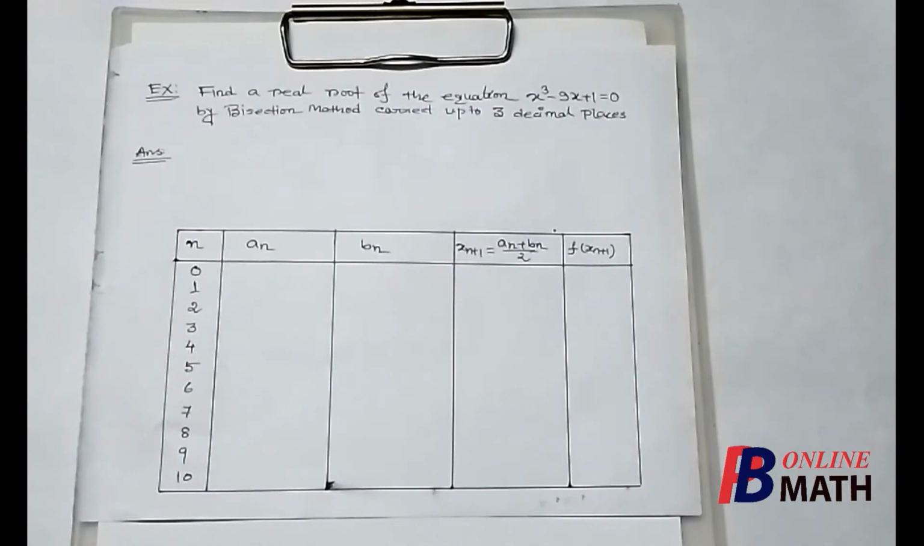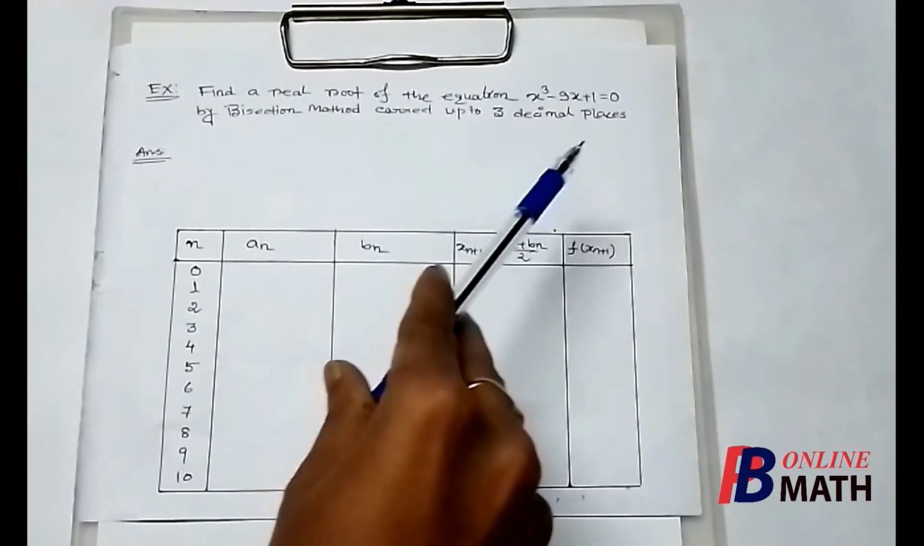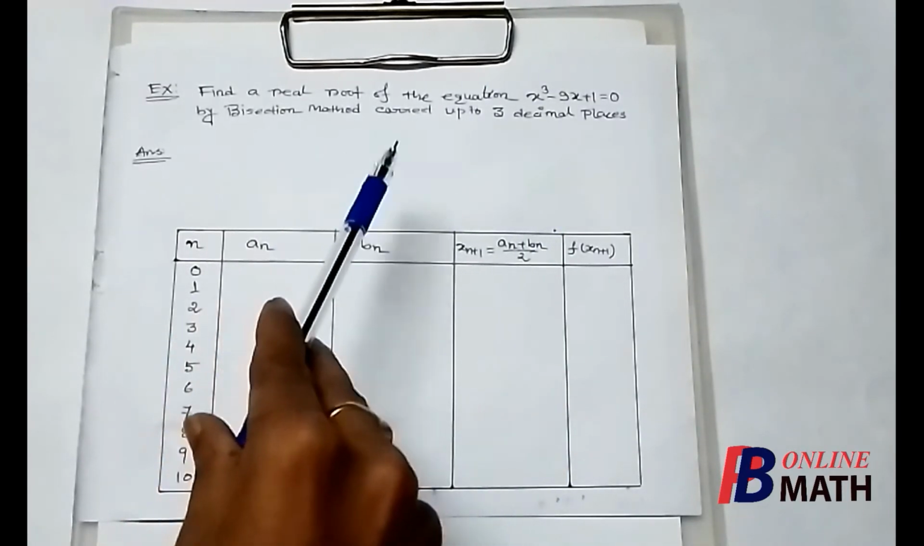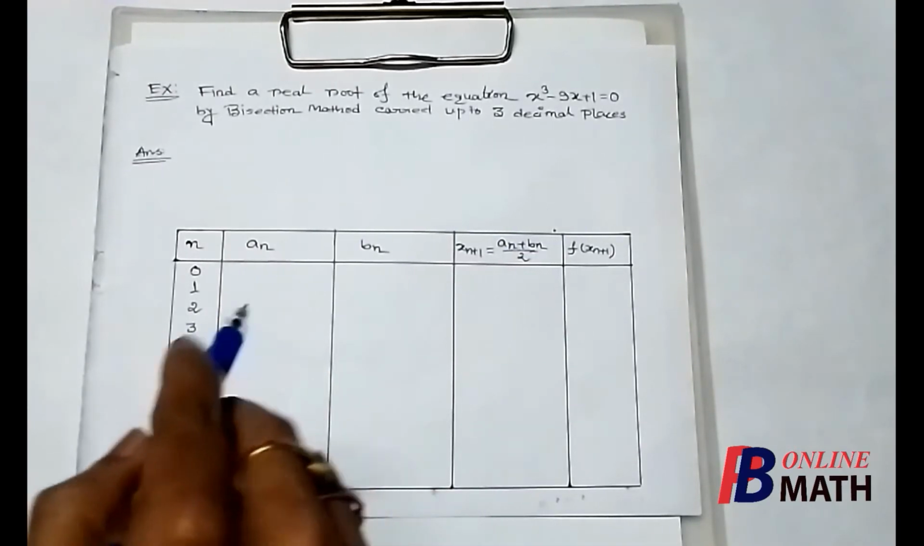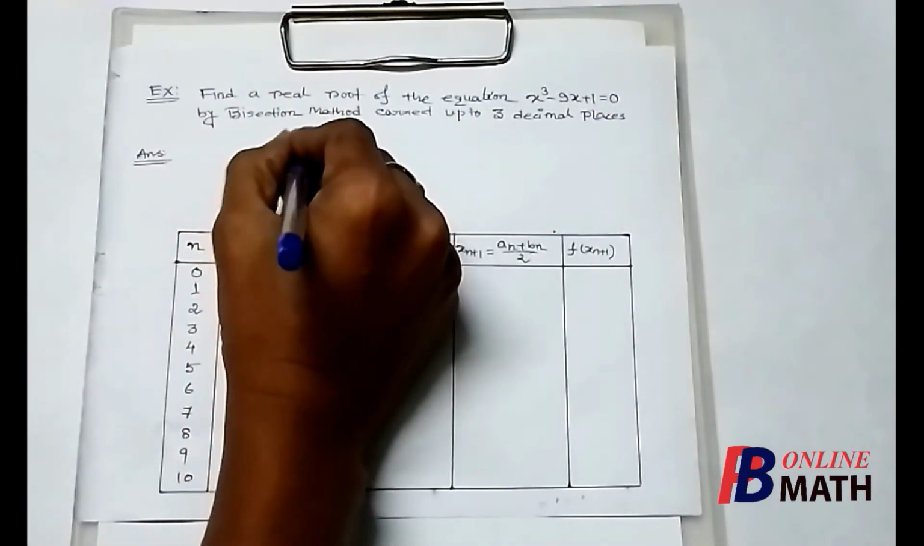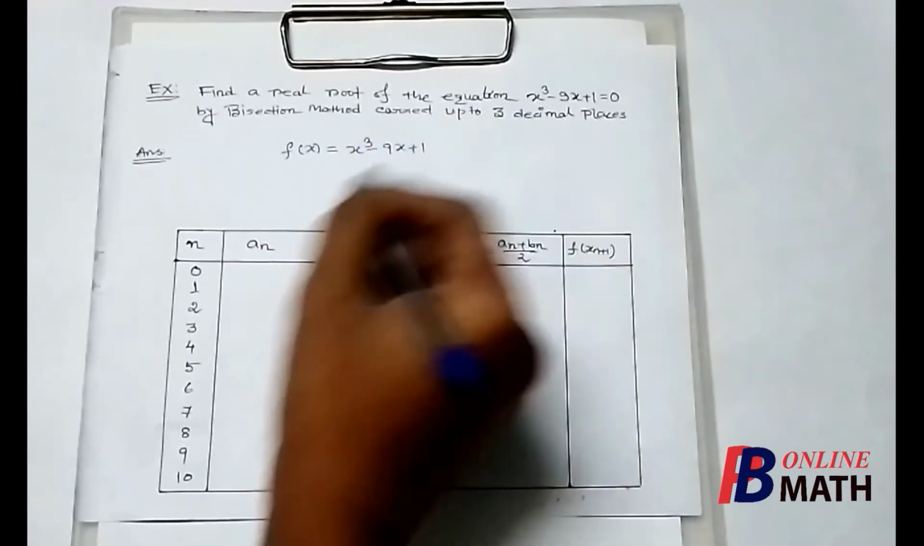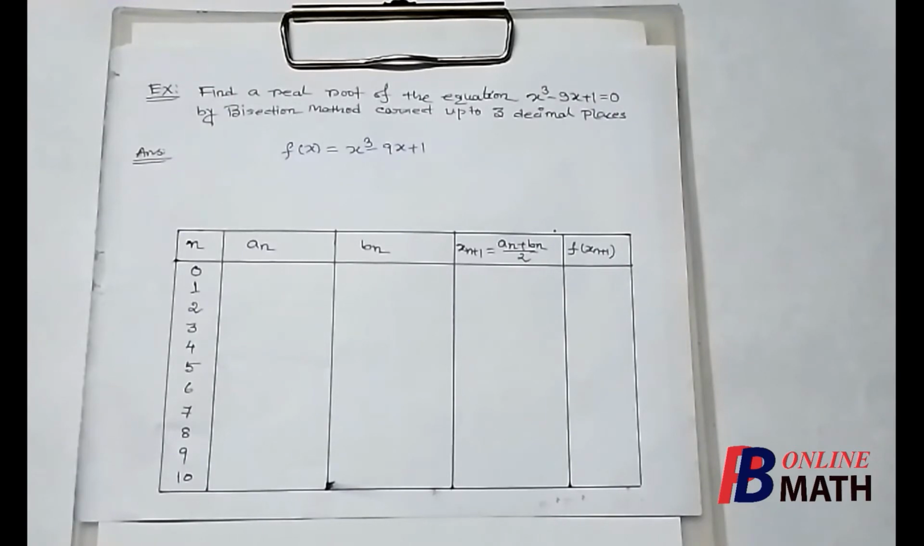Let us consider this example. Find a real root of the equation x cube minus 9x plus 1 equal to 0 by bisection method correct up to 3 decimal places. So in this problem we have to find one real root of this equation f(x) equal to 0, where f(x) equal to x cube minus 9x plus 1, which is correct up to 3 decimal places. For that, initially we have to find one closed interval where the function f(x) is continuous and it has different sign at the extreme points of the interval.